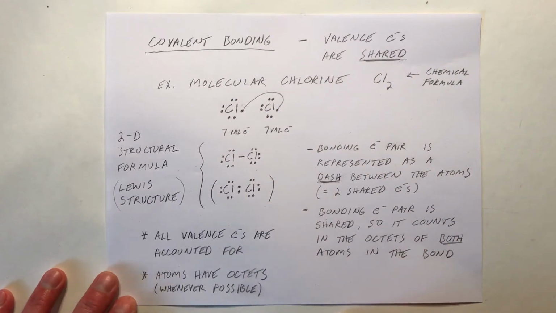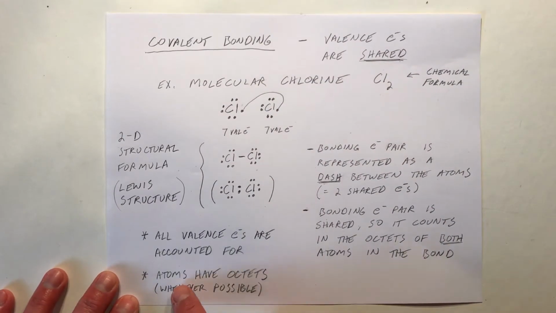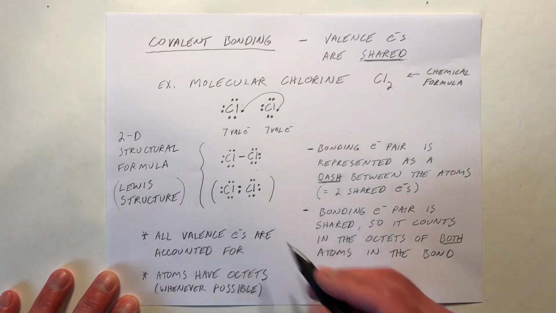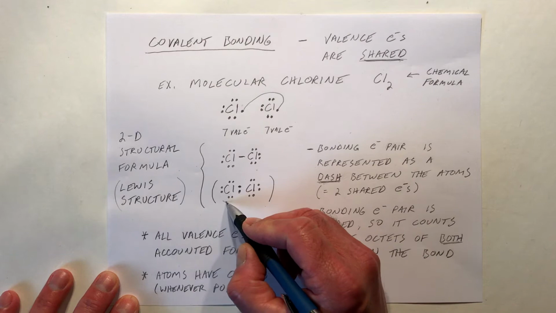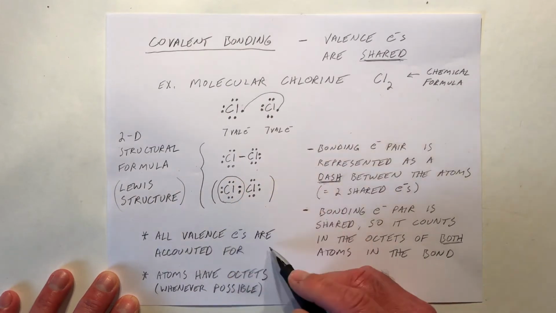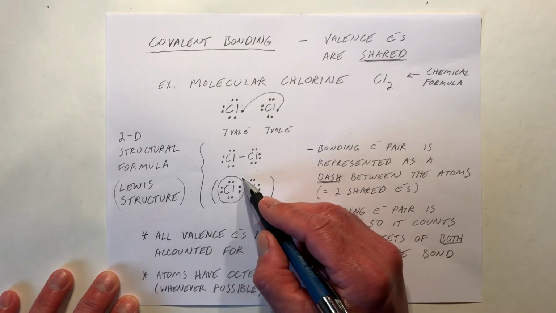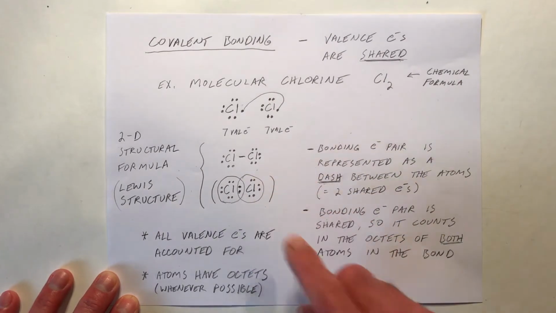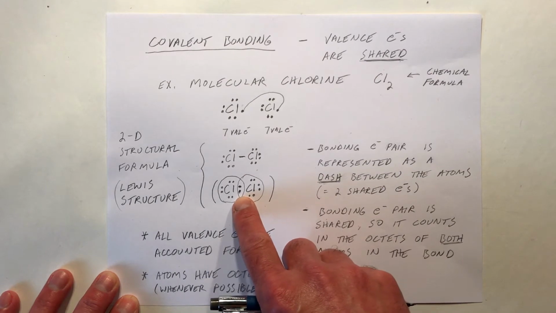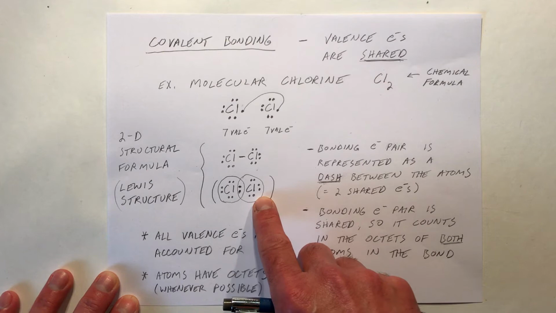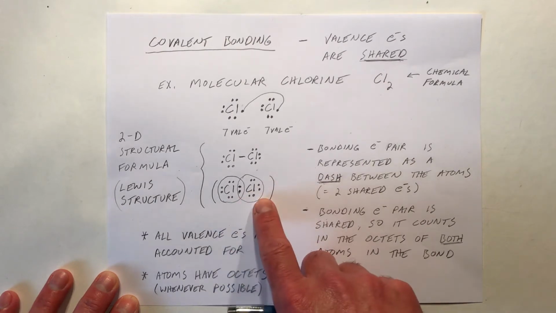Another thing we want to do is make sure that atoms have octets whenever possible as a result of covalent bonding. So if we take a look at this particular chlorine, we can see that it has an octet. And if we take a look at this particular chlorine, we can see that it has an octet. Again, notice that the bonding electrons, the electrons that are being shared, can count as part of the octet around both elements in the bond.